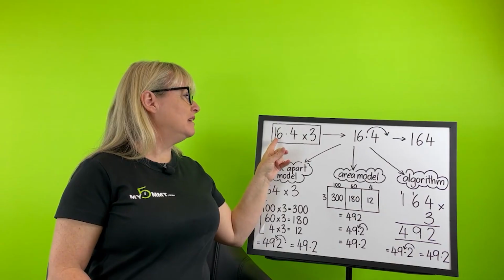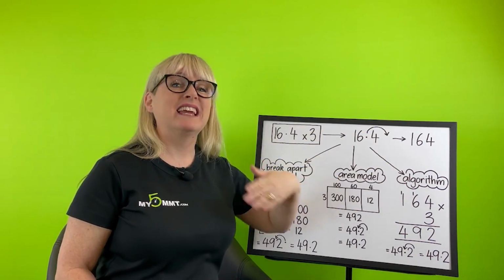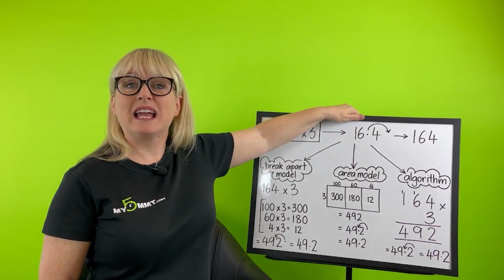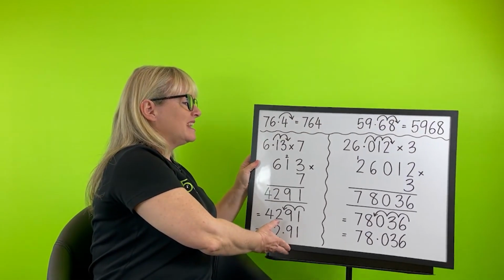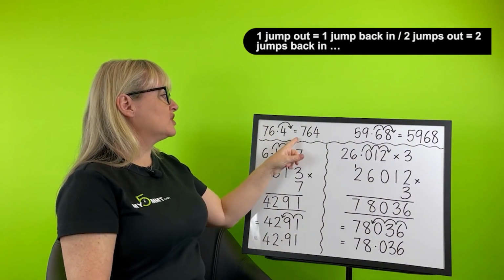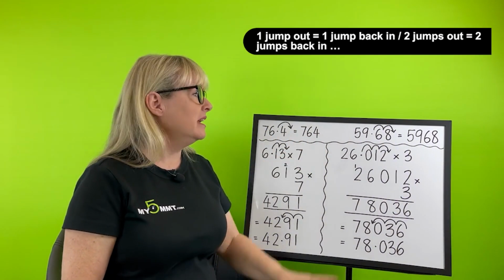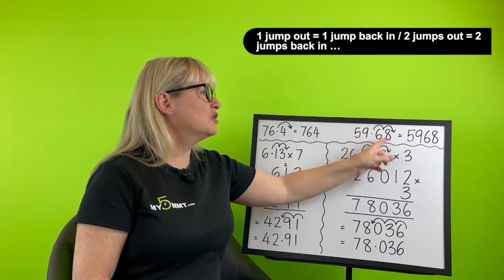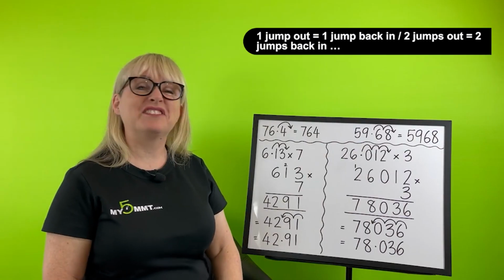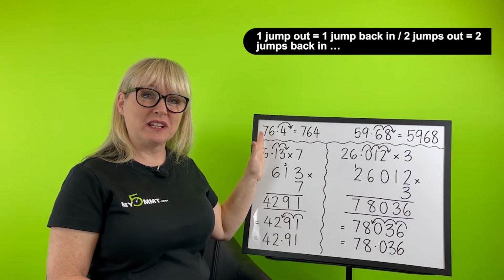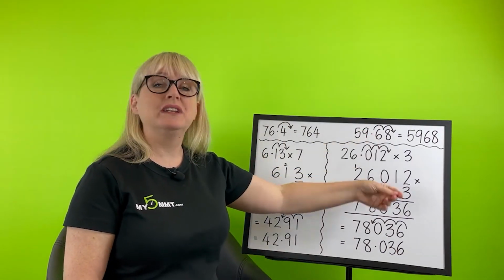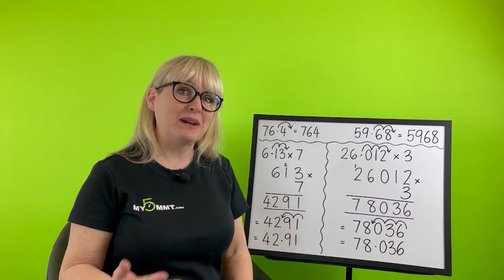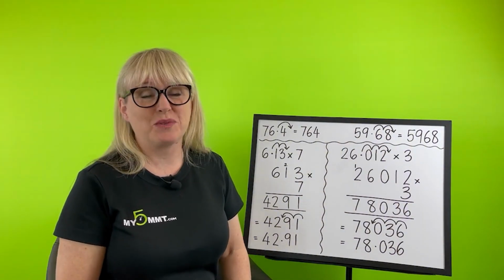Now this decimal only required us to jump one jump to get rid of that decimal point. But sometimes we have decimal places after the decimal point that have more than one position, maybe 2 or 3. Well, we can do exactly the same. If it's got one jump, it becomes 764. 59.68, 2 jumps, and it became 5,968. But at the end of this question, I would have to jump my answer with 1 decimal jump back in. This one would need 2 decimal jumps back in because I jumped it out twice. I have to jump it back twice as well.